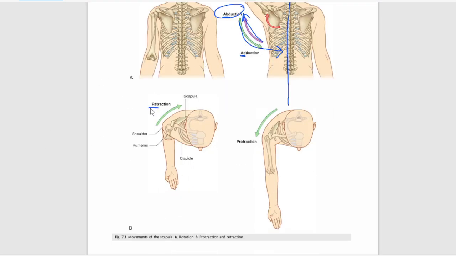Now retraction and protraction. For example, if you are moving your hand along this side, these are the bones of your glenohumeral joint. This is the humerus, this is the clavicle, this is the scapula. If you move your shoulder back, this is called retraction. If you move it ahead, this is called protraction.